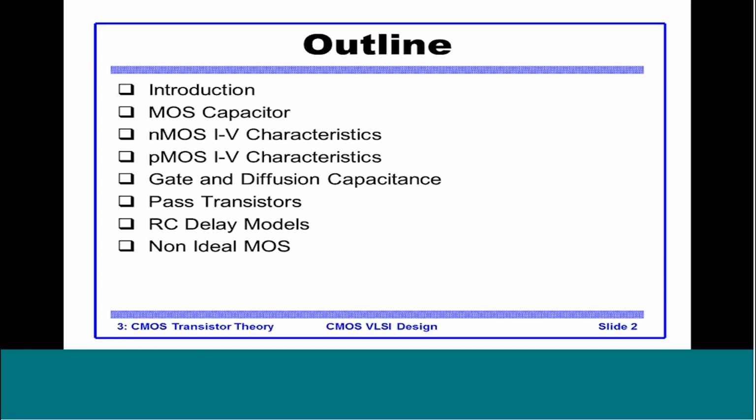We will look at a very interesting application of MOS in terms of pass transistors. We will look at how to estimate the RC delay of a CMOS circuit. And then we'll see what the non-ideal effects in MOS are. The first part is obviously the ideal equations of MOS, and in the latter part we'll see the various effects that make MOS deviate from this ideal behavior.